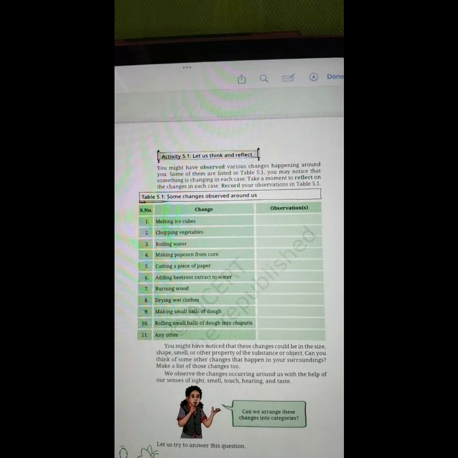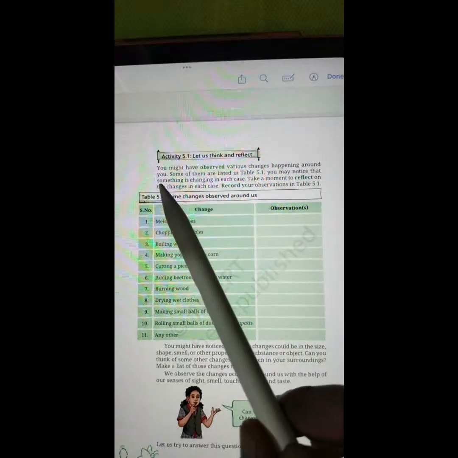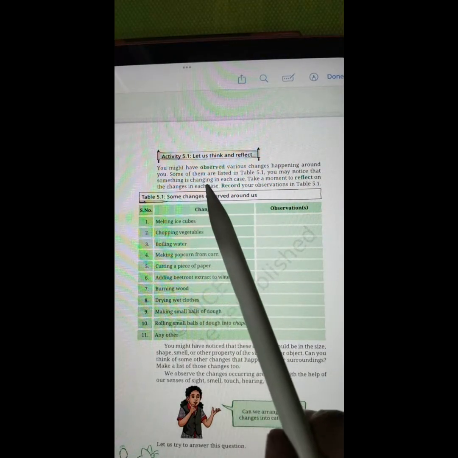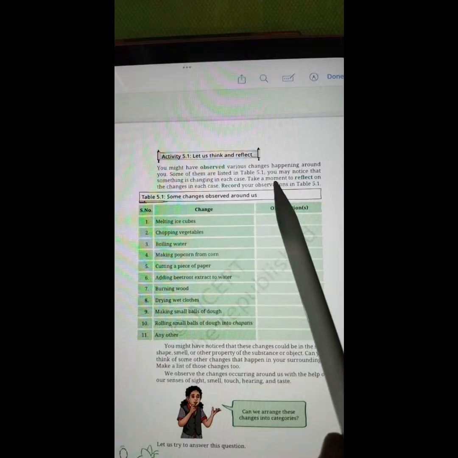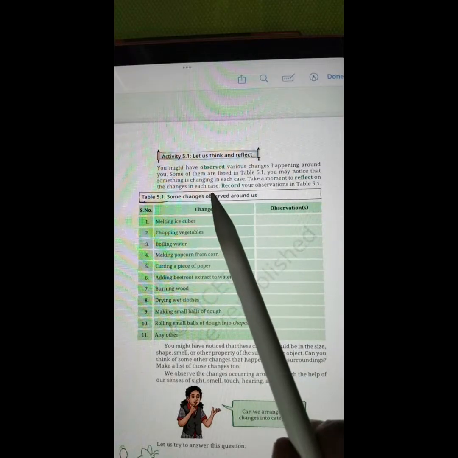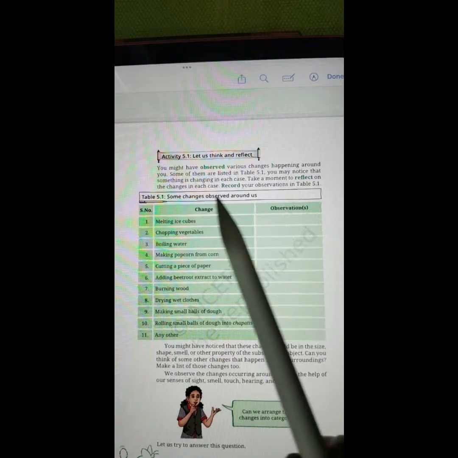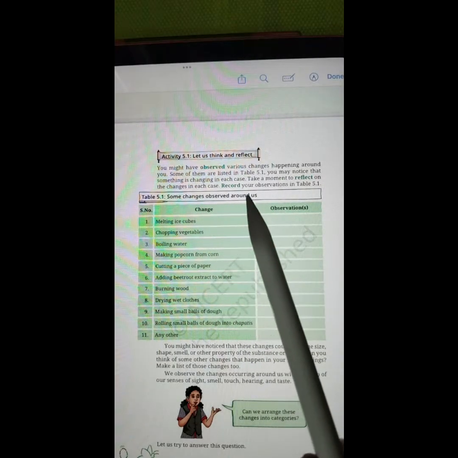Let's come to the activity 5.1. Let us think and reflect. You might have observed various changes happening around you. Some of them are listed in Table 5.1. You may notice that something is changing in each case. Take a moment to reflect on the changes in each case. Record your observations in Table 5.1.